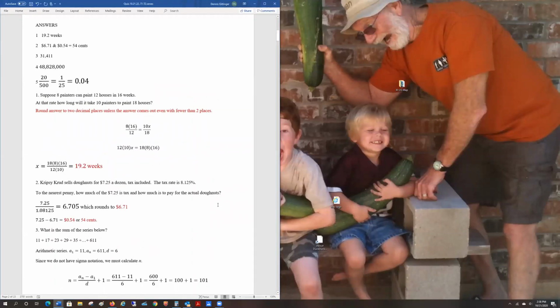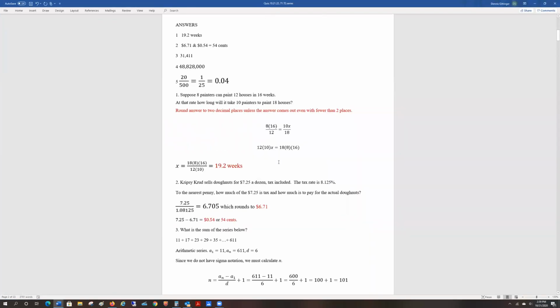Okay, here we go. You see the answers there, so you'll know where to pay attention. We got 8 painters, 12 houses painted in 16 weeks. At that rate, how long will it take 10 painters to paint 18 houses?